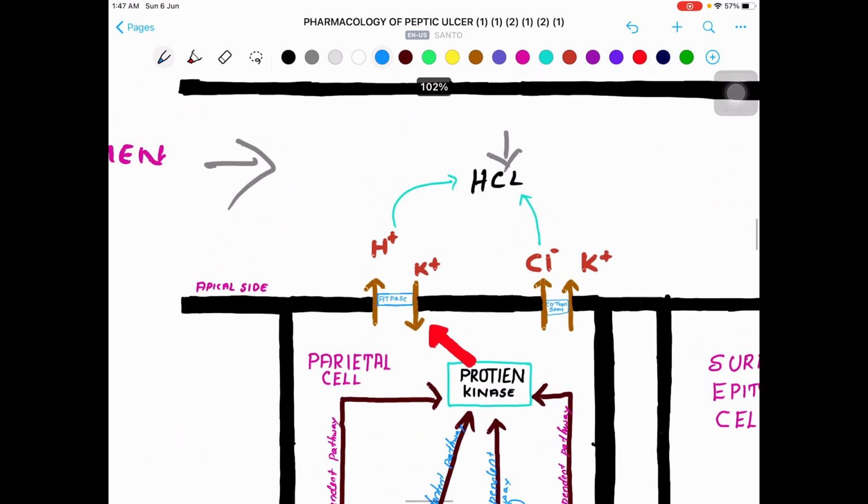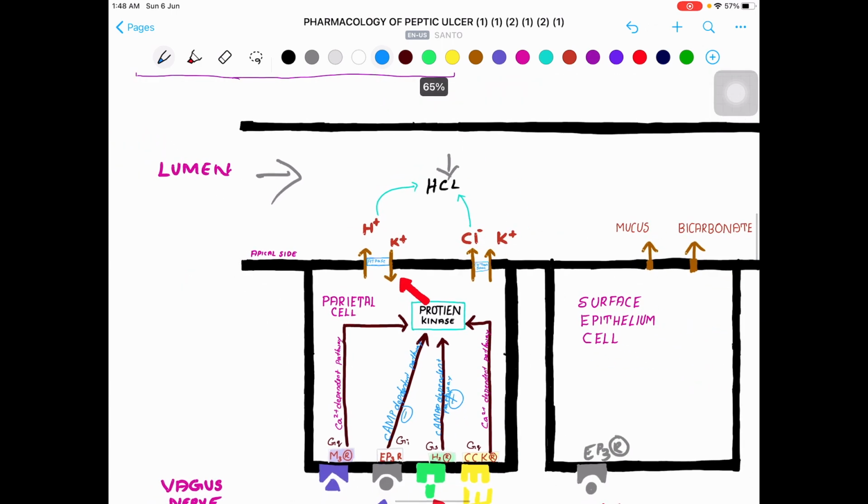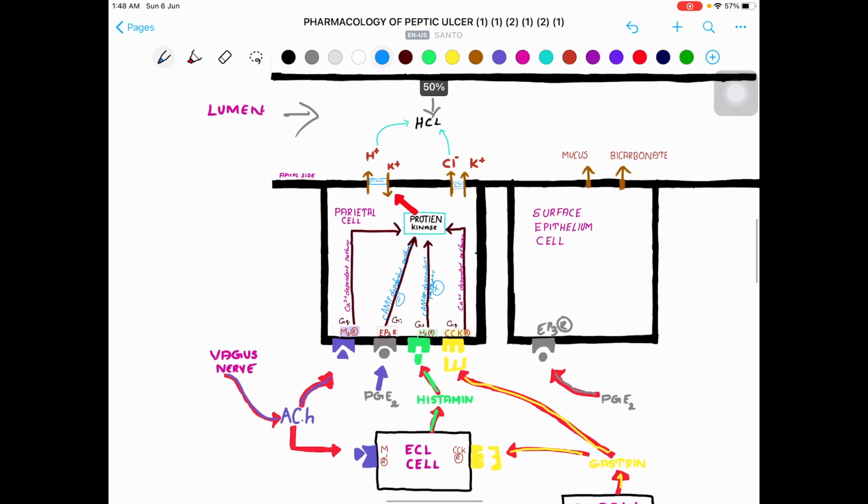So we understood how the H plus ions are secreted into the lumen. Let's see how the chloride ion is secreted into the lumen. There is a co-transport, that is chloride potassium co-transport. So through this pump, the chloride is secreted and the hydrogen ion and chloride combine to form the HCl. This is how the HCl is produced in the stomach. So this is how HCl, mucus and bicarbonate are produced in the stomach.